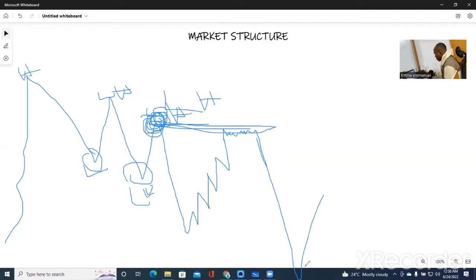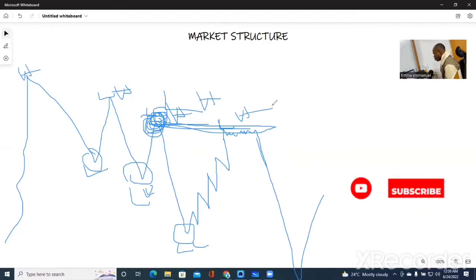Now you can see that since the market was able to break this lower low here, this is what is holding structure at this particular time. So let's dive into our chart so that we can also show you more explanation concerning market structure. Let's go into our chart and see.